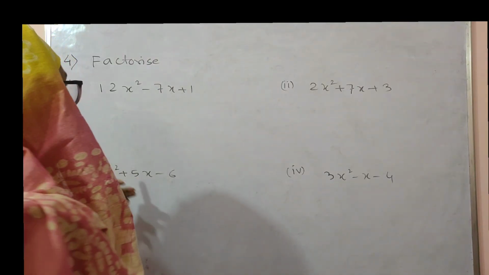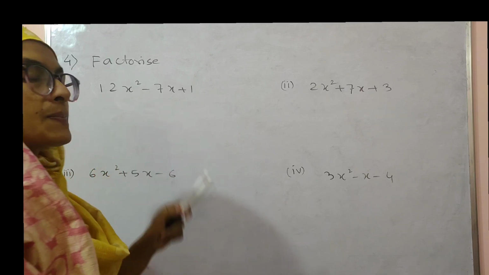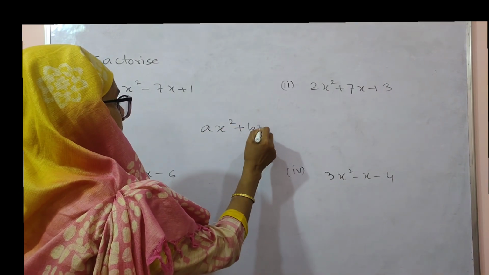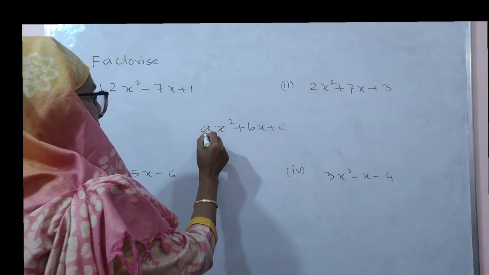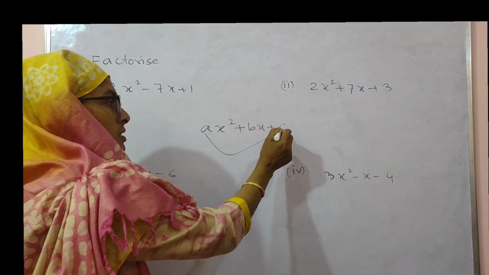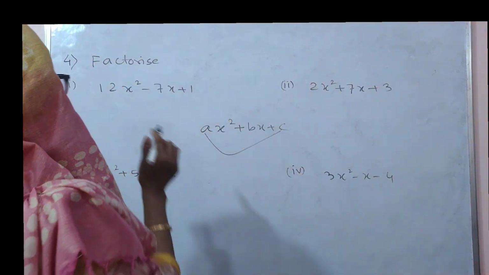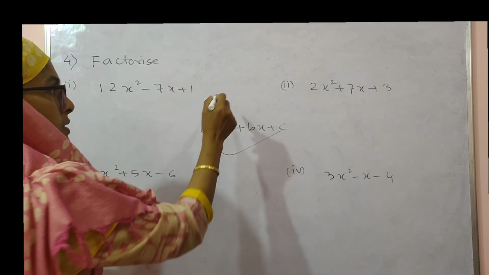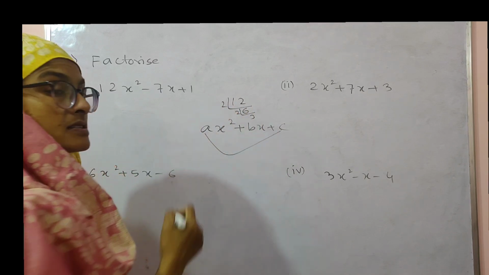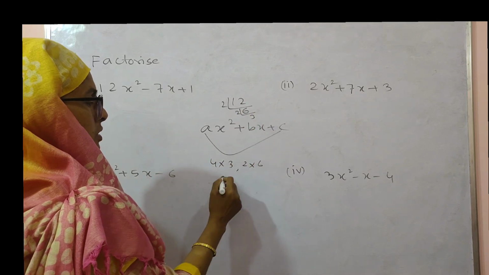Number 4 is factorize. Here the polynomial is given, 12x square minus 7x plus 1. Remember one thing, for a polynomial in the form ax square plus bx plus c, you have to multiply a and c first. First thing is you have to multiply the coefficient of x square and the constant term, and after that you have to factorize this. Here 12 into 1 is 12. Now factorize 12. 2 sixes are 12, 2 threes are 6. So you will get 4 into 3, or 2 into 6, or 1 into 12.